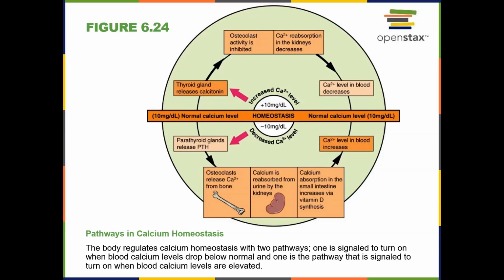Bone remodeling is also important to maintain blood calcium homeostasis, as parathyroid hormone stimulates osteoclasts. More calcium will be released from bone, and bone will become weaker in the area where calcium has been released.